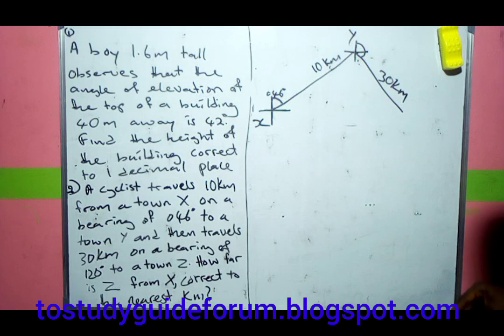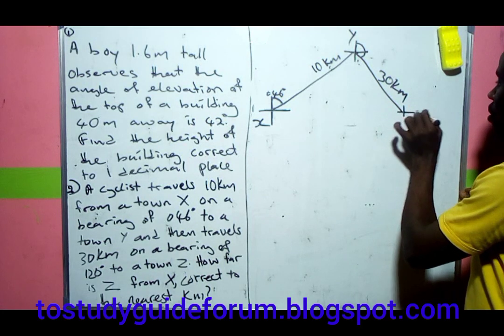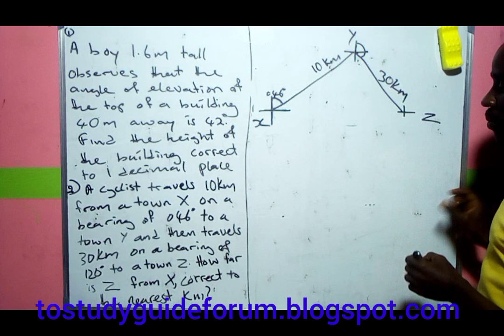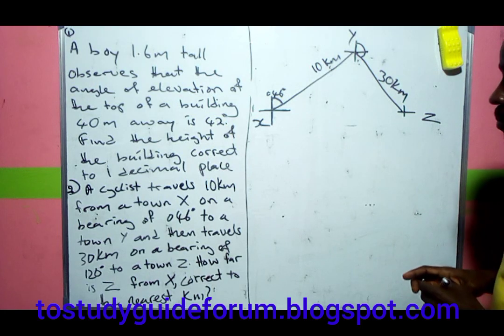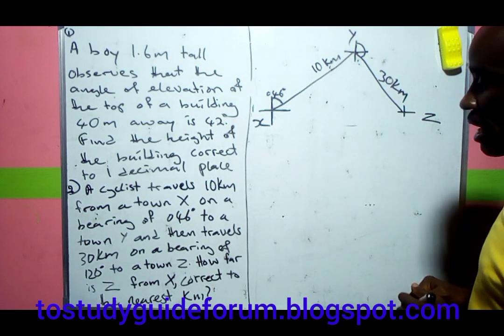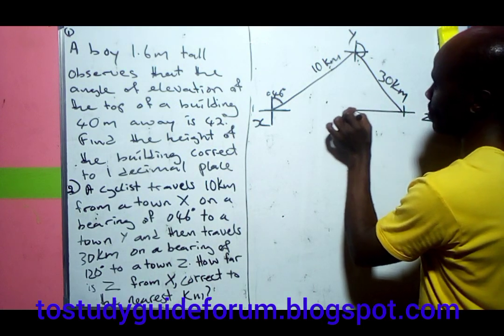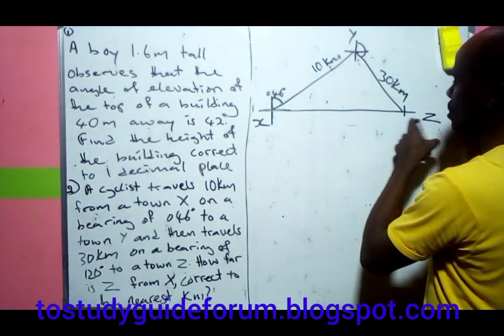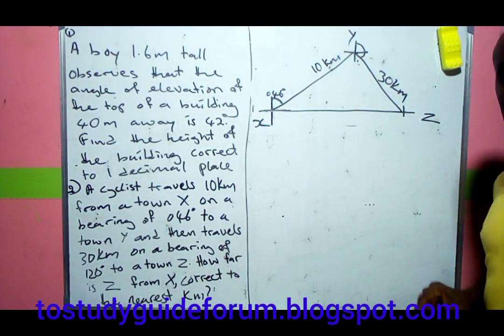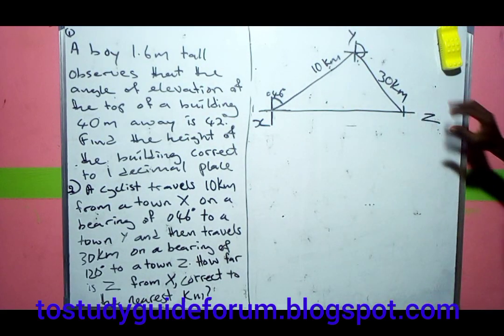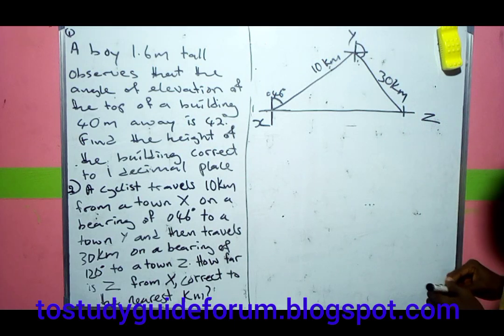So the next one is okay. I think we are done. To another town which is called what? Z. This is a town. And they said, how far is Z from X? That means we are talking about this place now, from here to that end. So that is what we're looking at now. So now let's quickly do the work together.